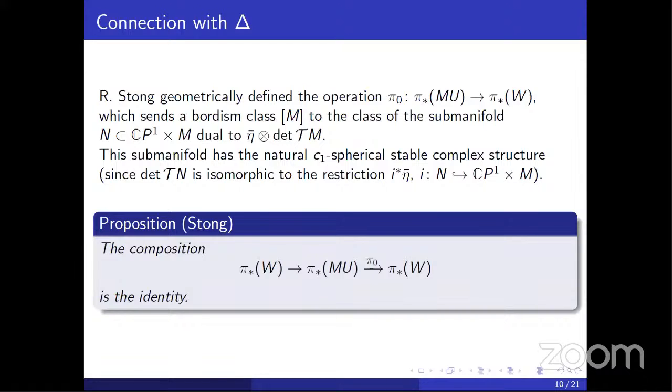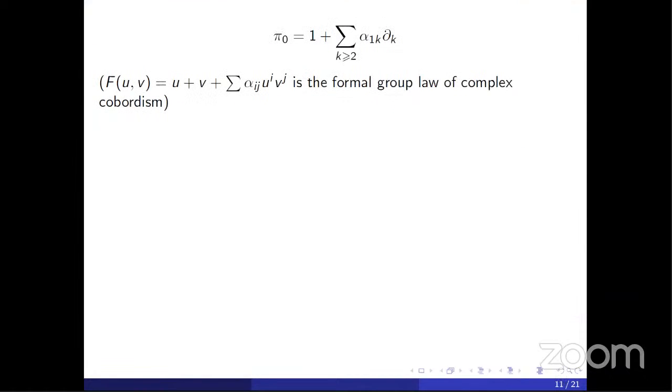And Stong geometrically proved the following proposition: the composition of the forgetting map and pi0 is the identity. In other words, the forgetting map is injective and its image is a direct summand in the complex bordism group, and we can project the complex bordism group onto the summand by pi0. We call pi0 the Stong projection. This projection can be expressed as the following series in partial delta k. Alpha 1k are here the coefficients of the formal group law of complex cobordism.